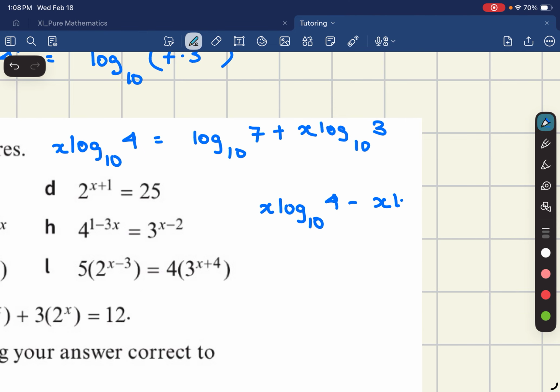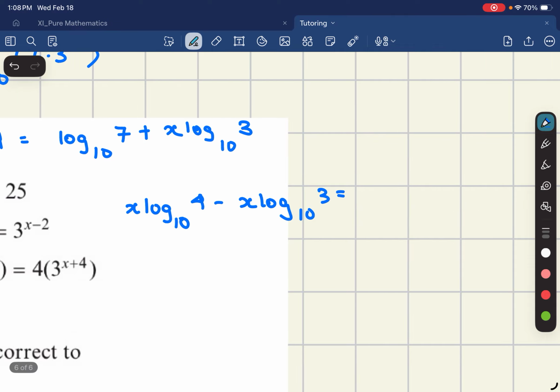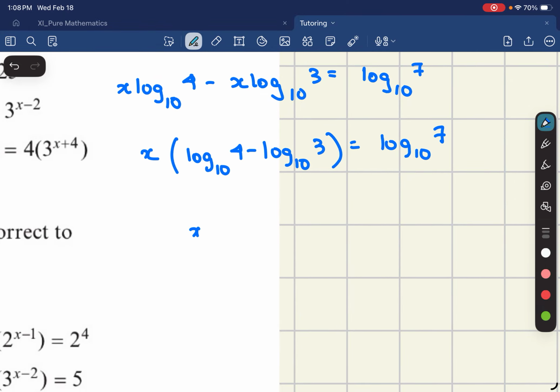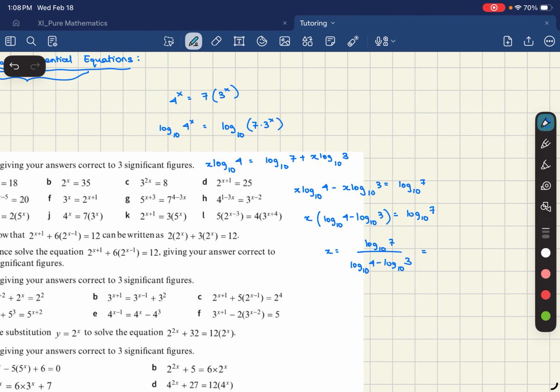So I say x log base 10 4 minus x log base 10 3 is going to be log base 10 7. So if I factor x out, I get x times (log base 10 4 minus log base 10 3) is going to be log base 10 7. And finally, x is going to be equal to log base 10 7 divided by log base 10 4 minus log base 10 3. And that is your final answer. So you just put it in your calculator and see what the answer is, but I'm going to leave you to do that.